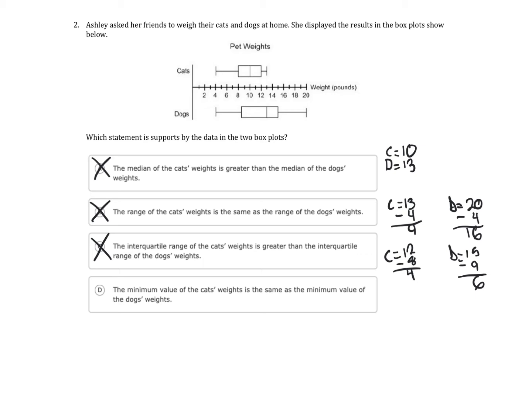So D should be our answer, but let's go ahead and figure it out and make sure. D says the minimum value of the cat's weights is the same as the minimum value of the dog's weights. So the minimum is the bottom part of the line. So for cats it is 4 and dogs is 4. So they are the exact same. That is the same. So D is our answer.